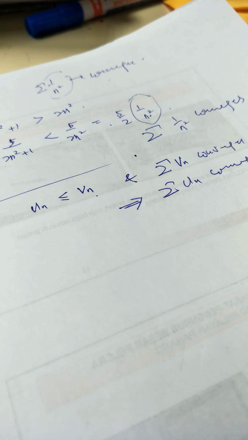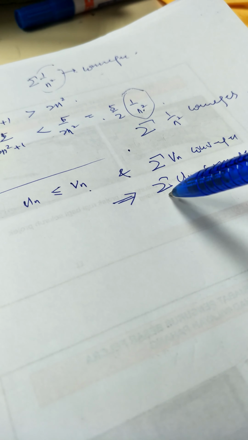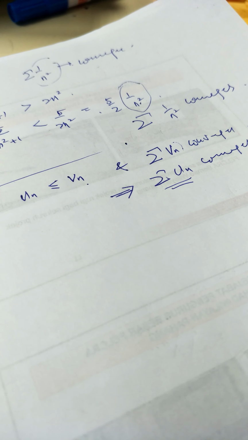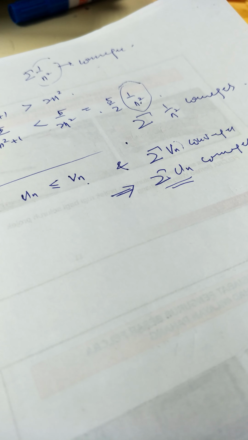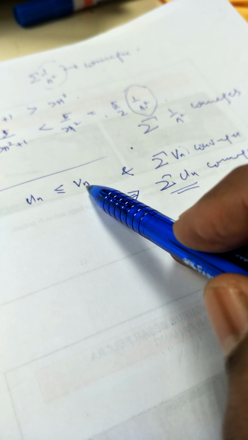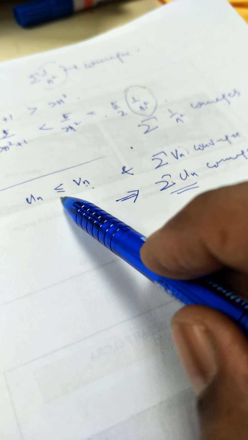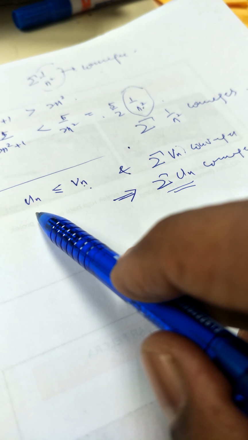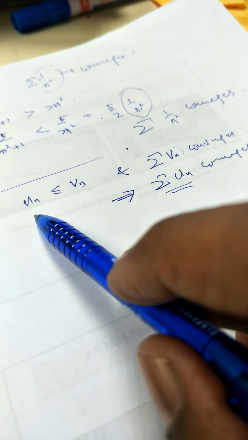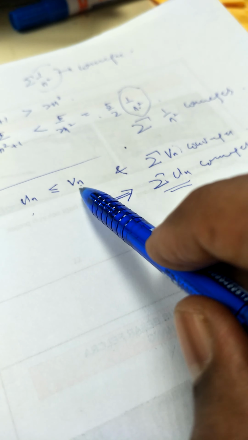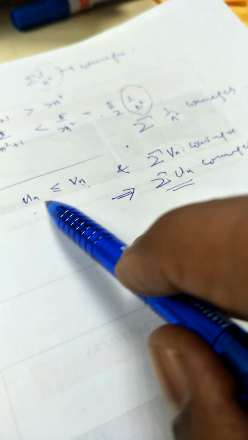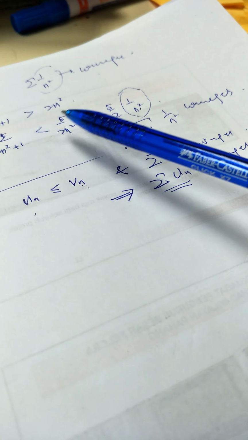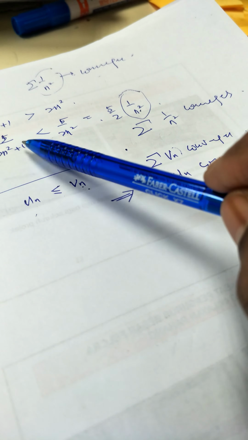Okay, in this case, un is the one that we want to determine. vn is the series whose behavior we already know, which is converge. So if you look at this, the bigger series must be greater than the smaller series. Am I correct? Yes, I'm correct. So if the bigger series converges, then the smaller series also converges. I think this should be correct.